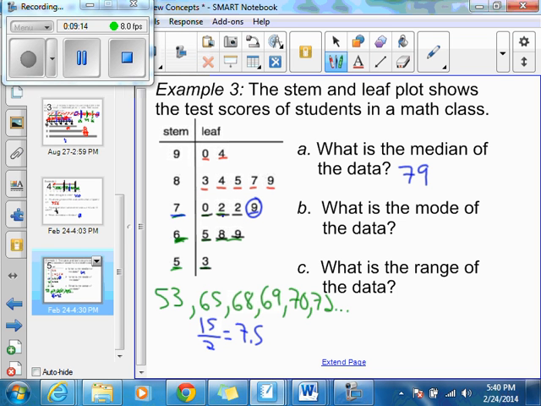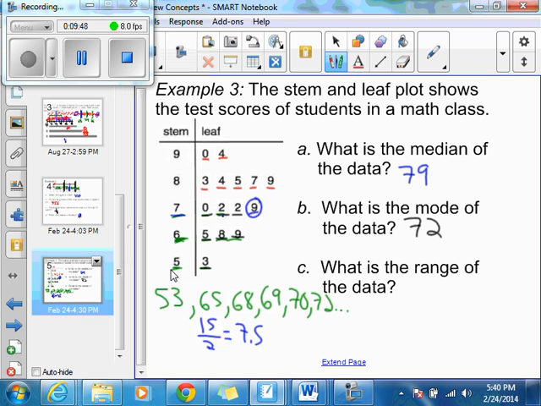Again, if you don't like doing it that way, you can finish listing out all your data and find the median, the middle number, that way. Okay, what's the mode of the data? You're looking for the number you see most often in a row. If you look at the top row with the 90s, there's no duplicates. The 80s, I don't see any duplicates. The 70s, I see some 2s. 60s, no duplicates. 50s, no duplicates. So the number I see most often is in the 70s, and it's the 2. So the mode would be 72.